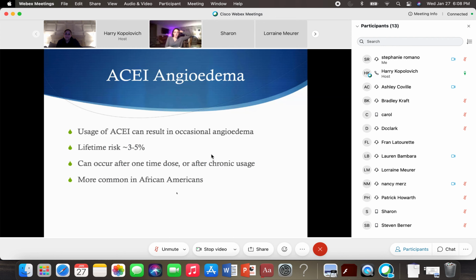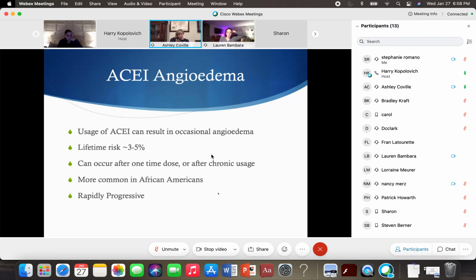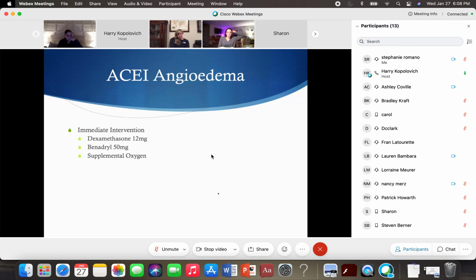And it's not recommended to start them on ACE inhibitors anymore because of the likelihood of developing angioedema. It's as high as 10% in African American males on ACE inhibitors, specifically with Captopril. This could be rapidly progressive. They can go from talking to you to needing to be intubated in a matter of minutes.